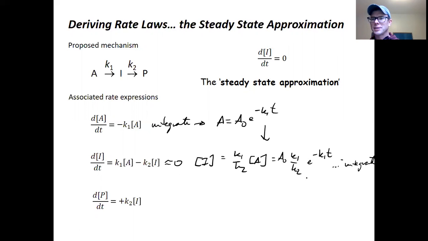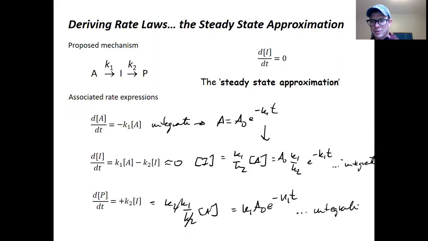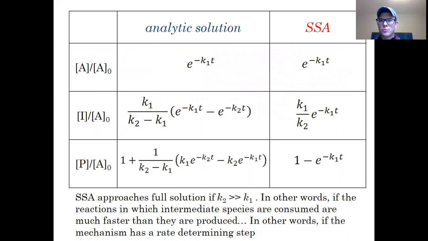This is a simple exponential expression. I could integrate it. I take this expression and I add it in here, equals k2 times k1 over k2 times the concentration of A. Cancel, cancel, equals k1 A naught e to the minus k1t. Again, a simple exponential expression. I could integrate it and get some result. Okay, I'm not going to do that in this video. I'm simply going to show you the result, which is here.